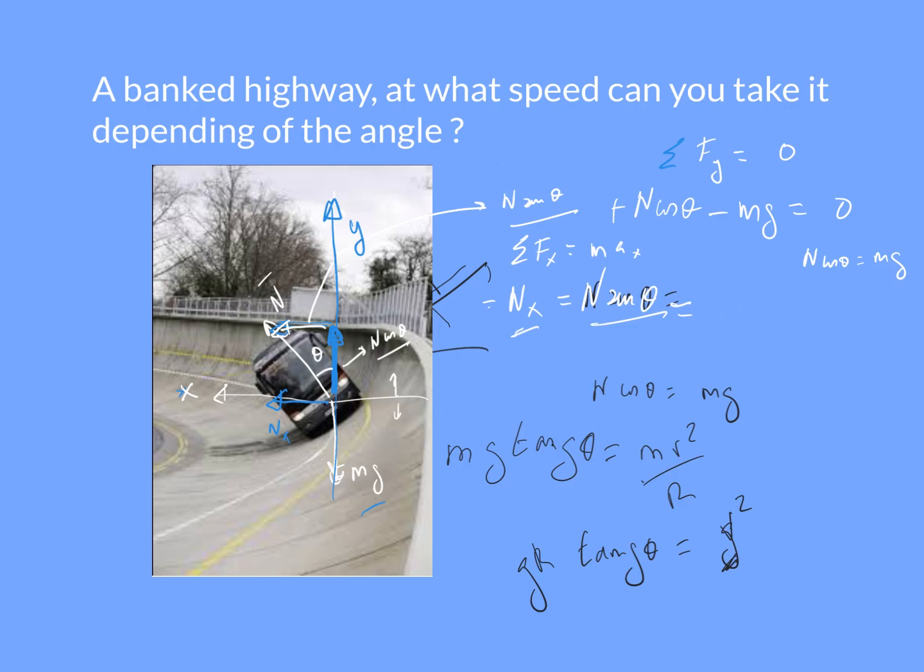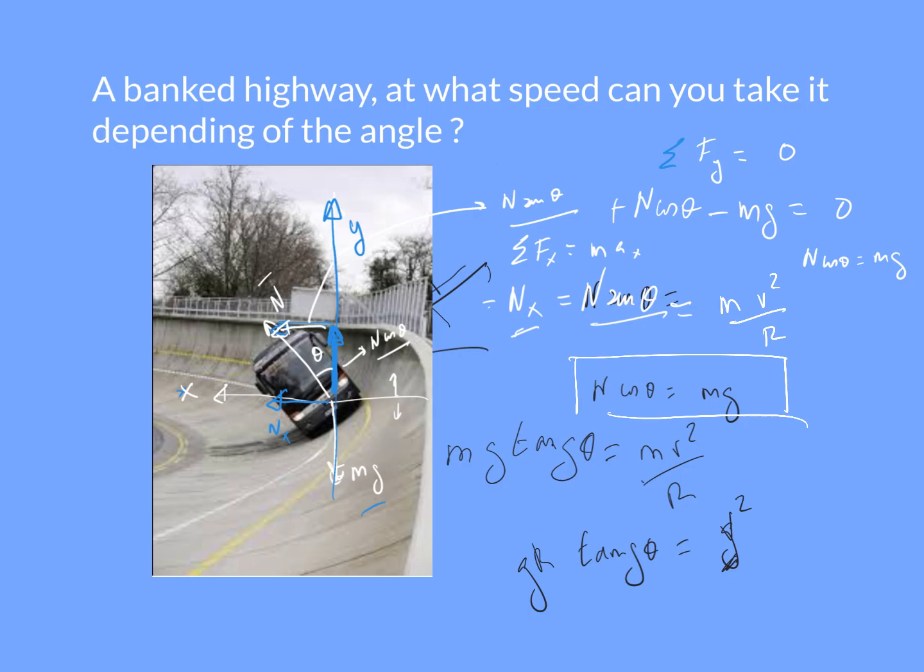The mass by the acceleration. What is the acceleration? The acceleration of a circular motion, mv squared divided by r. So I have two equations. In the first equation, n cosine of theta is mg.